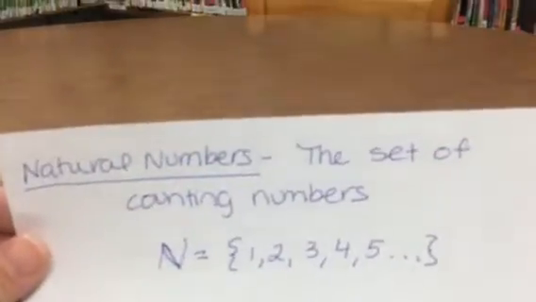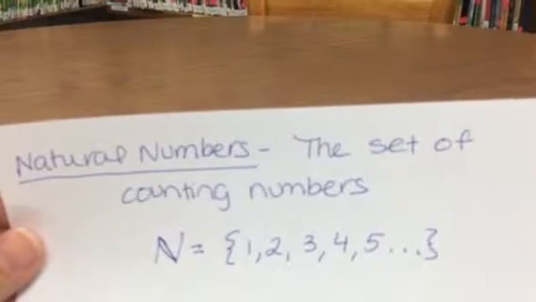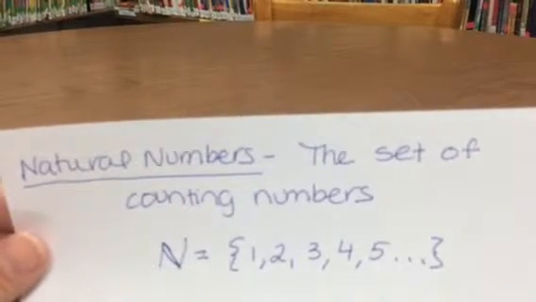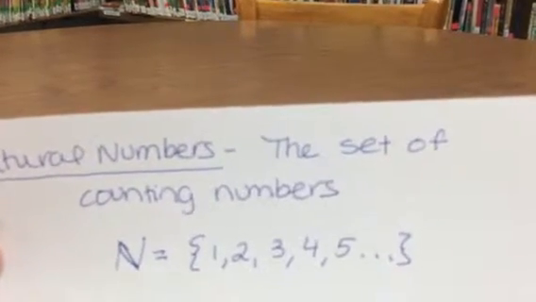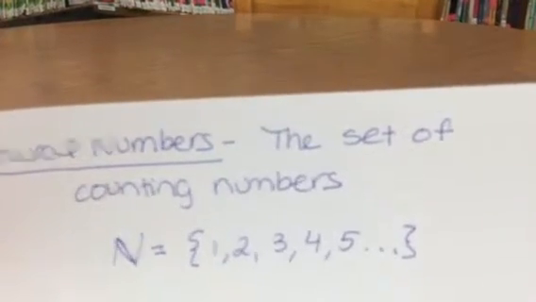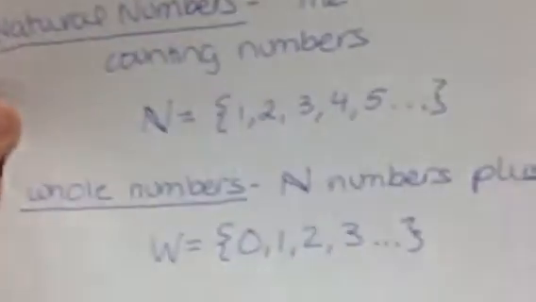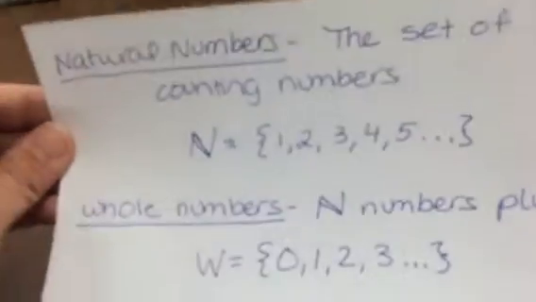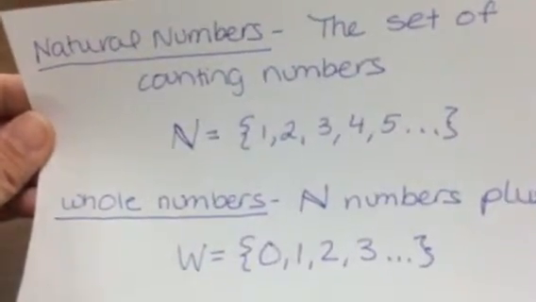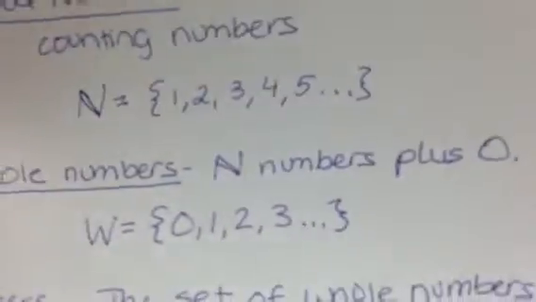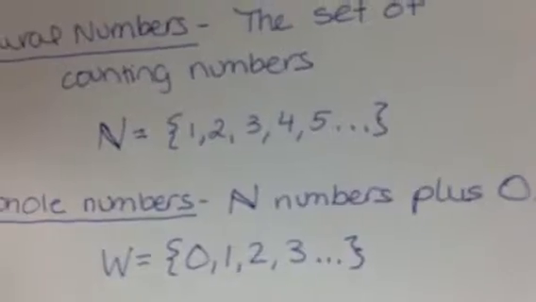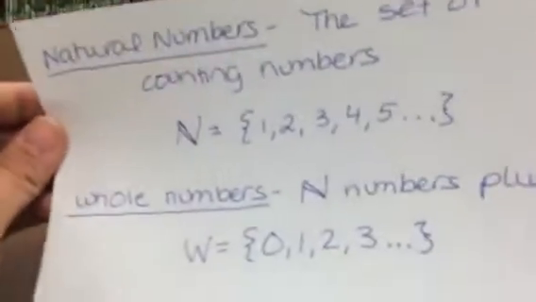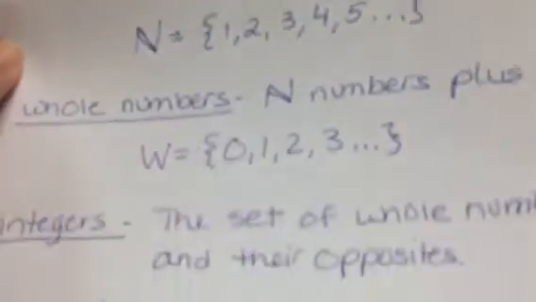The first thing we're going to talk about is natural numbers. I want you to put all these definitions in your notebook. I will be checking. Natural numbers are the set of counting numbers, what you learned when you were a little kid: 1, 2, 3, 4, 5, 6, 7, 8, 9, 10. Those are natural. Then we go on to whole numbers. Notice in the natural you have an N to represent natural. Whole numbers are represented by a W. Whole numbers are natural numbers plus 0. So the only difference is you're adding in a 0.